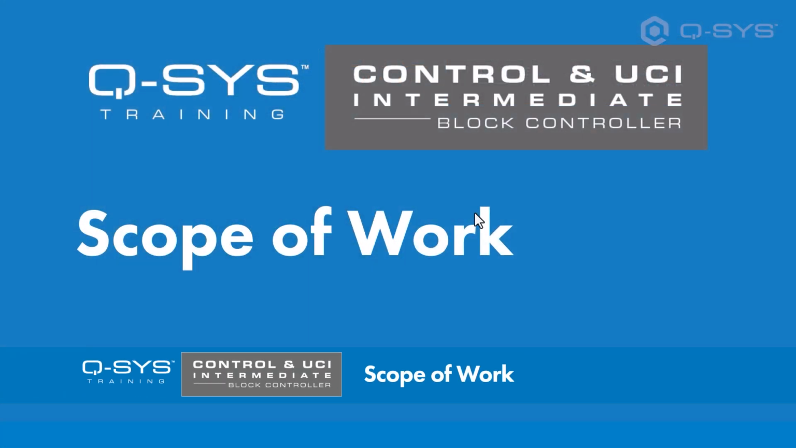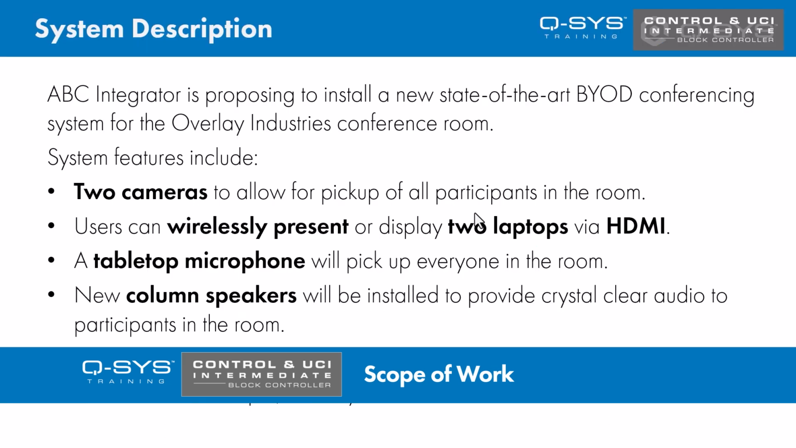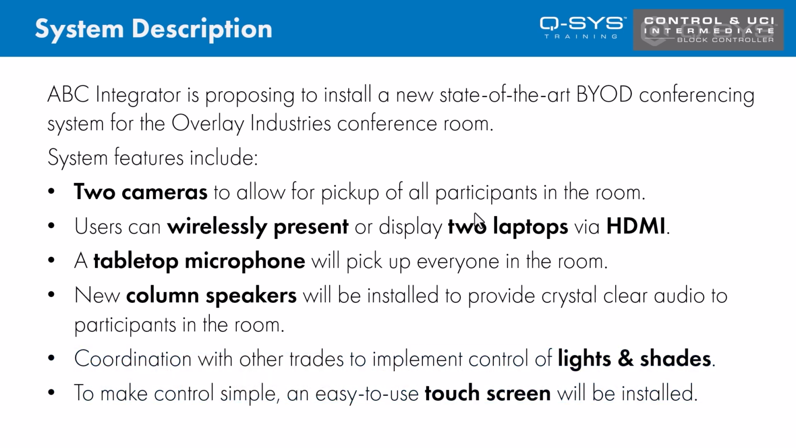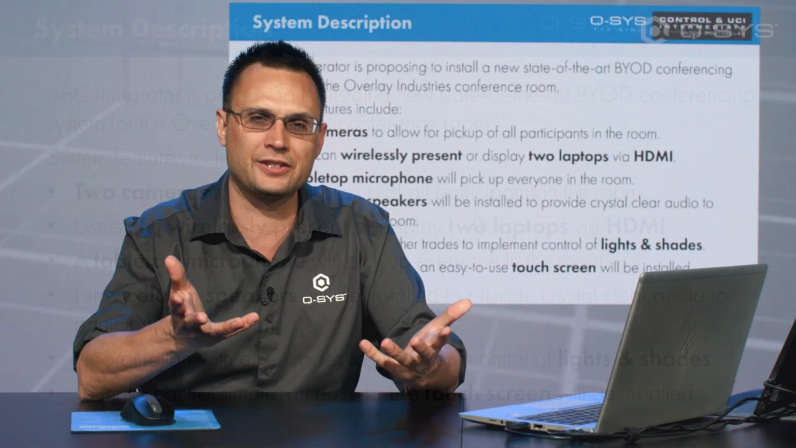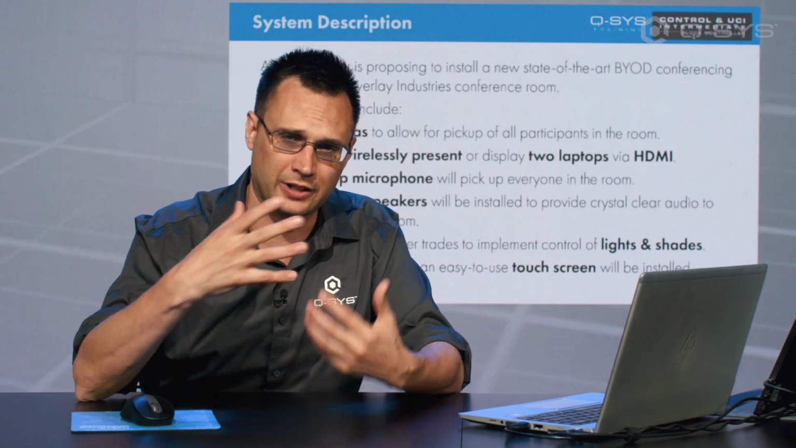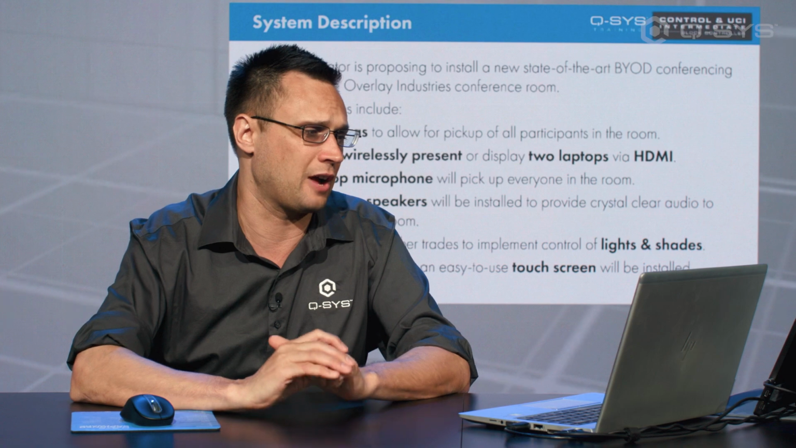What are we going to be doing? Let's talk about the scope of work of this room that we are about to design together. We work for ABC Integrator. Congratulations, you've been hired. And they are proposing to install a new state-of-the-art BYOD conferencing system for the Overlay Industries conference room. So Overlay Industries is the client. They're hiring our integration firm to put this conference room together.